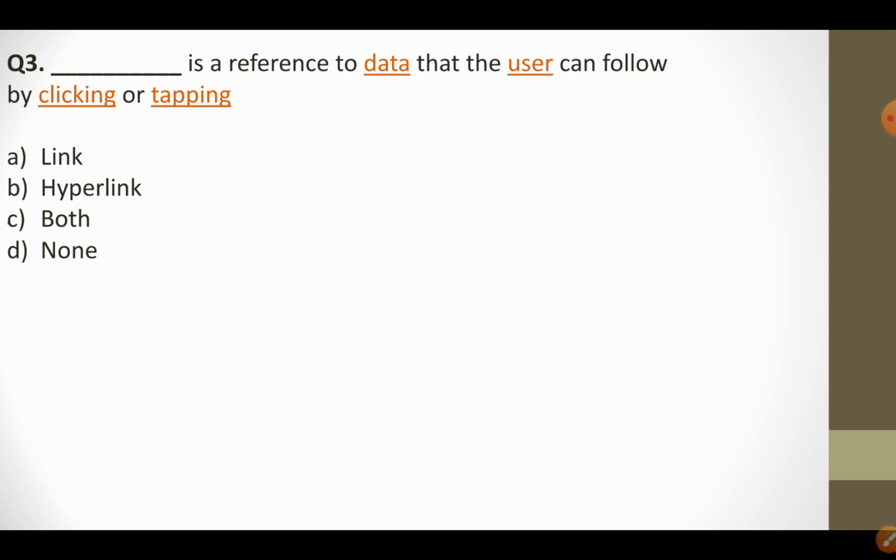Dash is a reference to data that the user can follow by clicking or tapping. So you have to tell the answer. So the right answer is both link and hyperlink. Both is a reference to data that the user can follow by clicking or tapping.